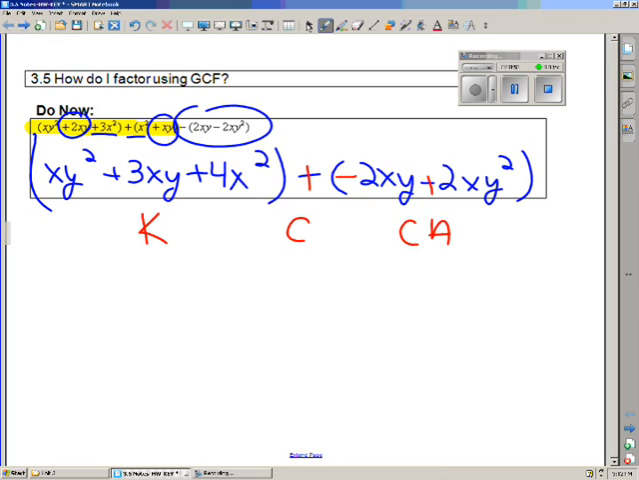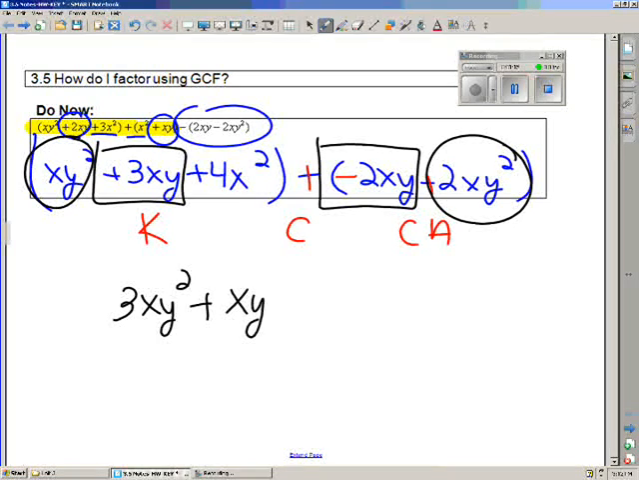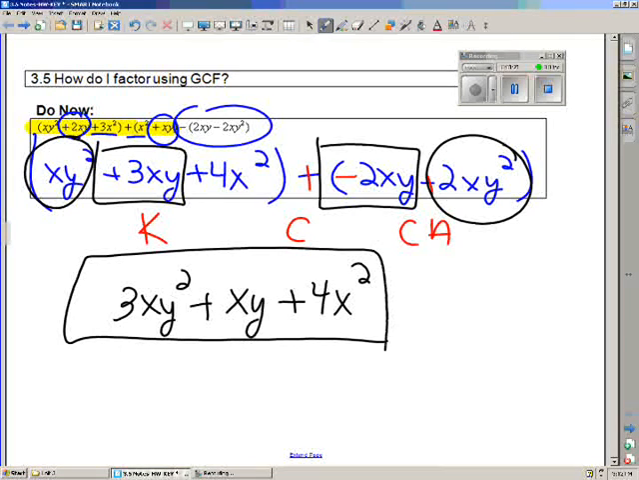Go back to combine like terms, and xy squareds, I've got 1 of them here, but 2 more of them here. So I've got 3 xy squareds. xy's, there's 3 xy's and negative 2 xy's, so that's 1 of the xy's. And then the 4x squared does not have a like term, and there it is. So there's your do now, just kind of a review of yesterday.